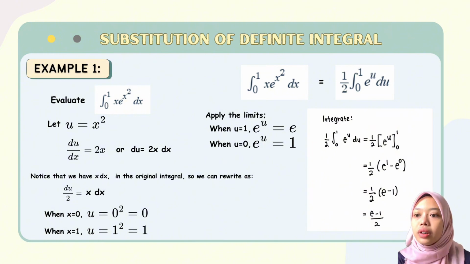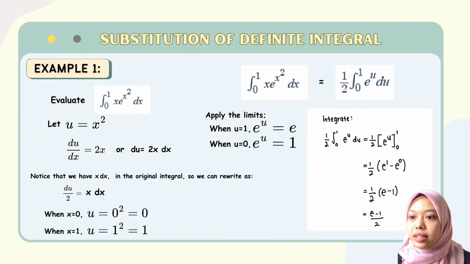For step 2, we change the limits. Next we need to adjust the limits of integration to match our substitution. When x equal to 0, u equal to 0 squared equal to 0. When x equal to 1, u equals 1 squared, so 1 squared equal to 1.